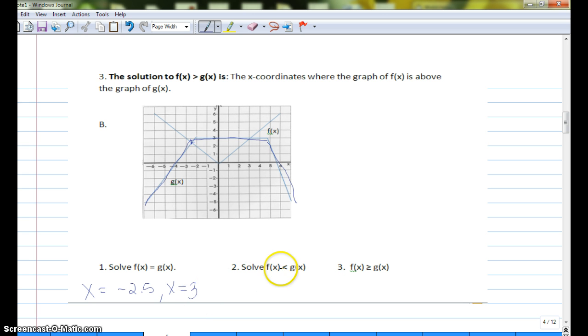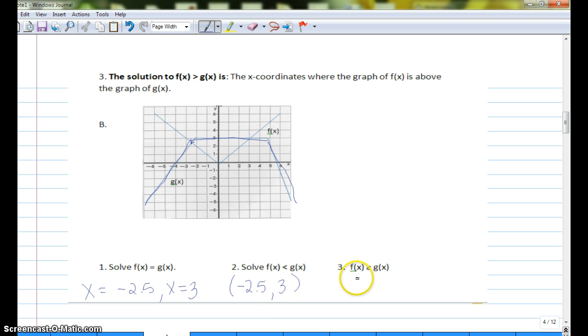Okay, then we want to know where f of x is less than g of x. So where is the graph of this V under the graph of this other shape? We see from here, from negative 2.5 all the way to 3, it's below. So we're going to write the interval from negative 2.5 to 3. Remember, this is an interval, not a point.